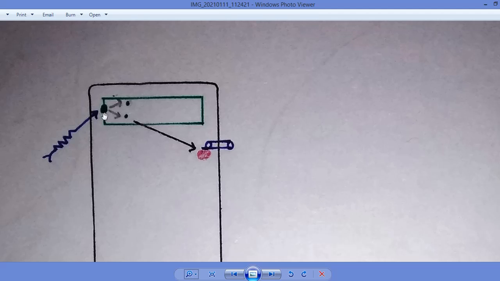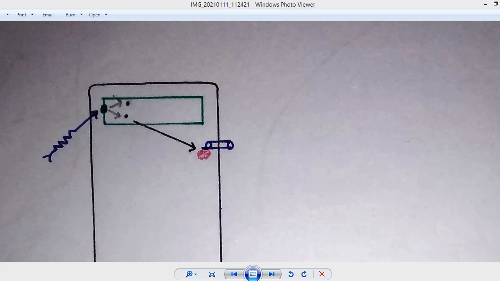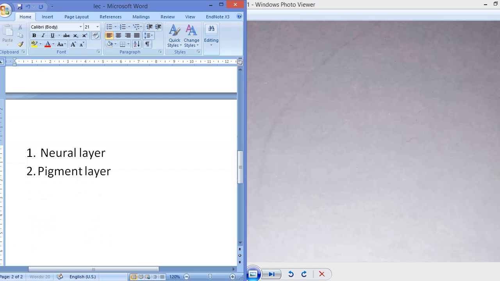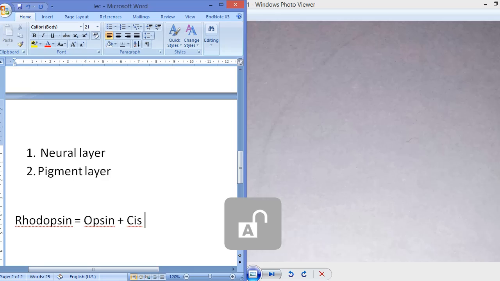So normally this rhodopsin, I'm going to write it. Rhodopsin consists of two parts: a protein called opsin, and cis-retinal. So the combination of cis-retinal and opsin makes rhodopsin.